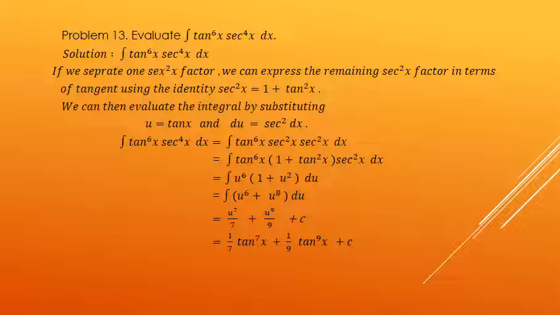We can also write it as 1 upon 7 times the value of u, which we substitute here, so we get tan^7 x over 7 plus 1 upon 9 times tan^9 x, since u equals tan x, plus a constant. And this is the required result of problem number 13, and I hope you understand it. This is very simple. You can solve any trigonometric integral by using the substitution method or by applying any method. Here you must remember the trigonometric identities and the values of their derivatives.